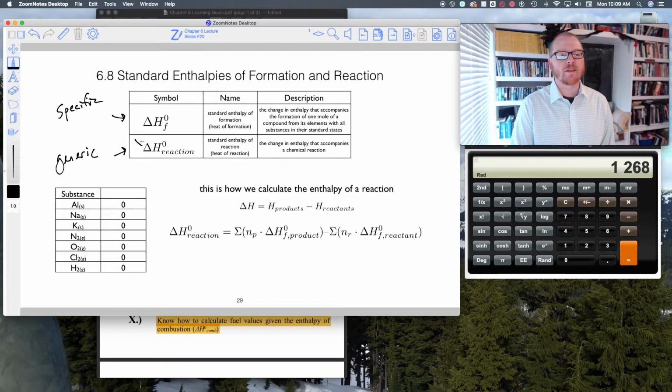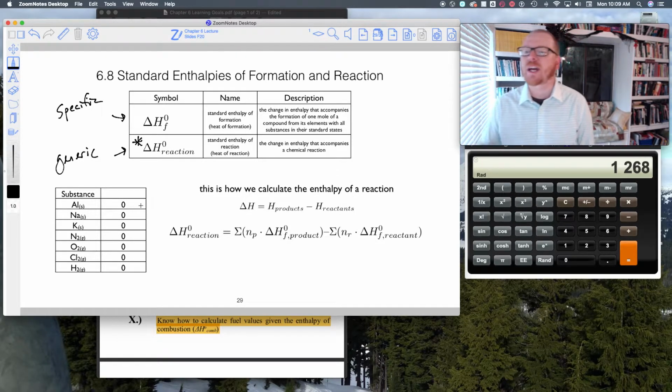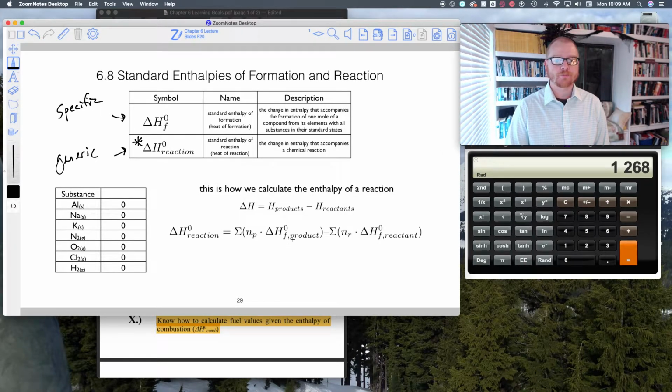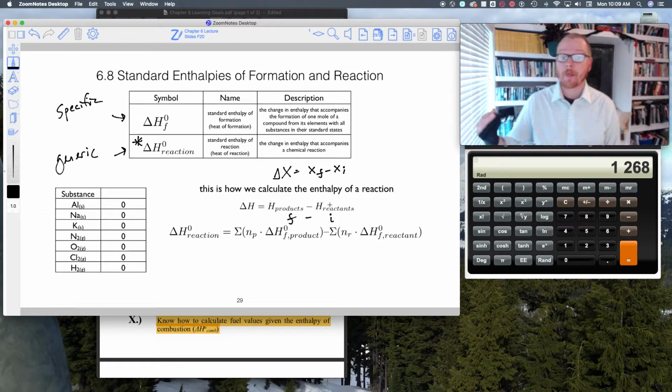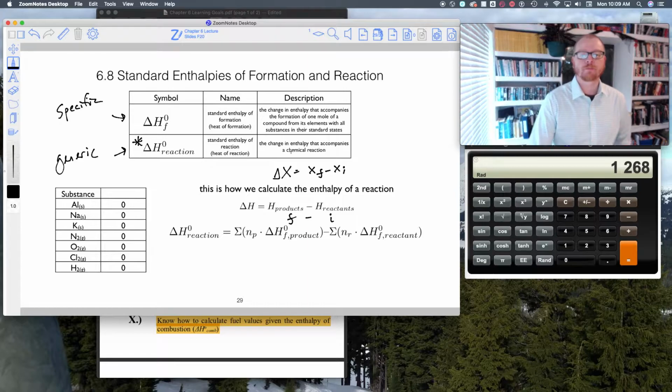The delta H of reaction is what we're going to deal with mostly, just because it's generic. We can apply it to any chemical reaction we want. And this is how we calculate enthalpy of reaction. Just like we note for a state function, it's always the final minus the initial. Our delta H of a reaction is always going to be the final state minus the initial state, which is products minus reactants.